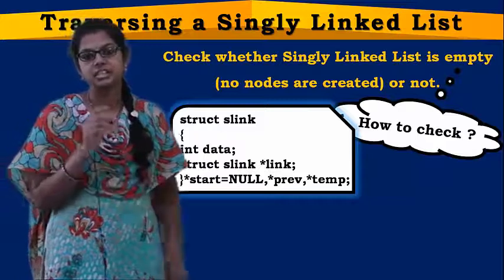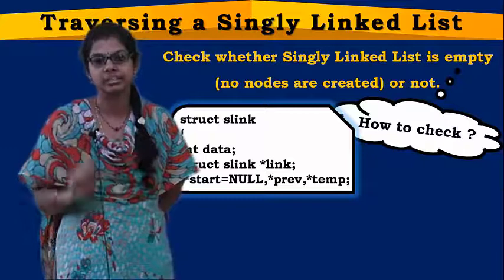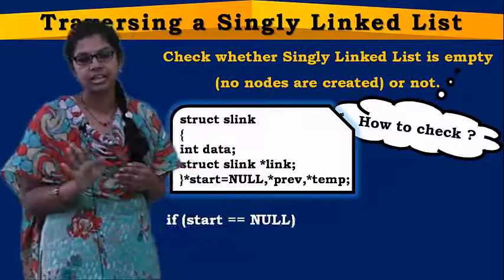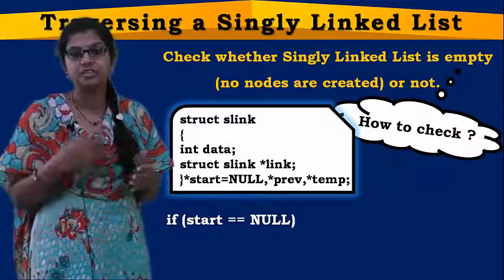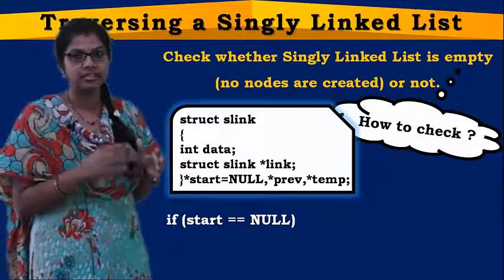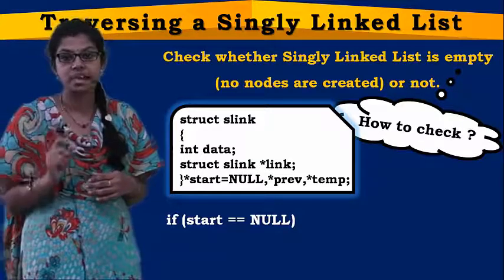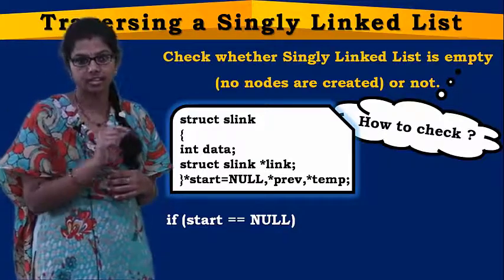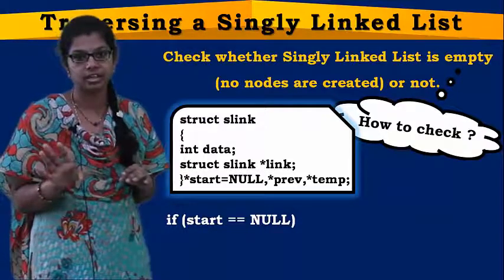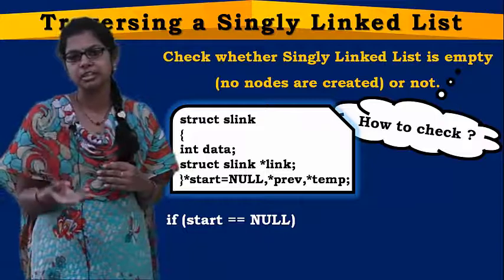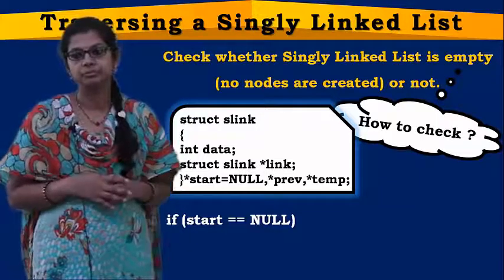Initially, null is assigned to start while we are declaring the start pointer. It means that no nodes are created yet. So when no nodes are created, we assign null to start. By this, we can check the condition: if start equals null, it means it is still assigned null, so no nodes are created. Then we can simply give a message that no nodes to display.